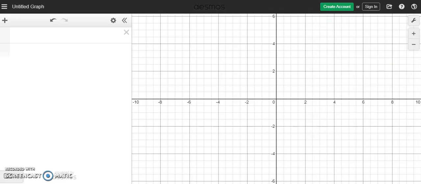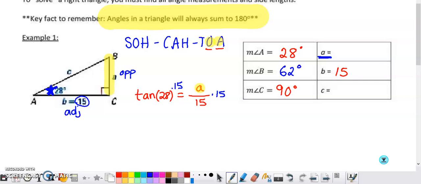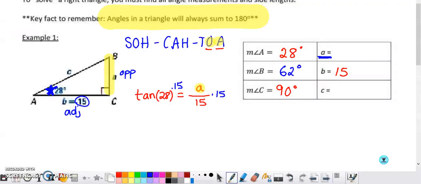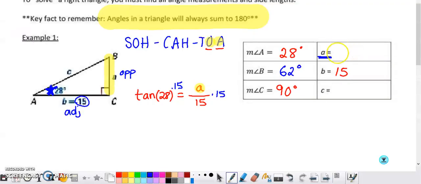So now that I'm in degrees, I can close that, go to my first line, and type in 15 times the tangent of 28. So I can do 15 times, I'm going to go to functions, tangent, 28, and you can see that it's there. Let's see, are there any directions for rounding? I don't think so. Usually I say thousandths, so let's do 3 decimal places, 7.976. Units don't matter in this case, they're not given to you. So that is what A winds up being in length.